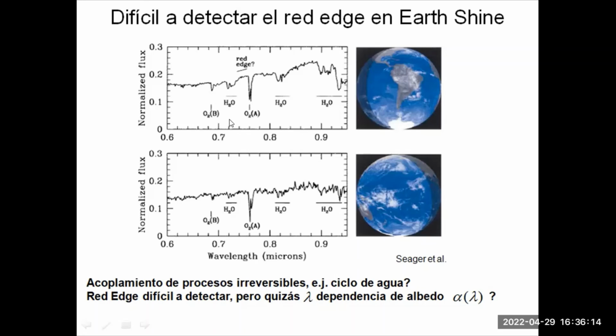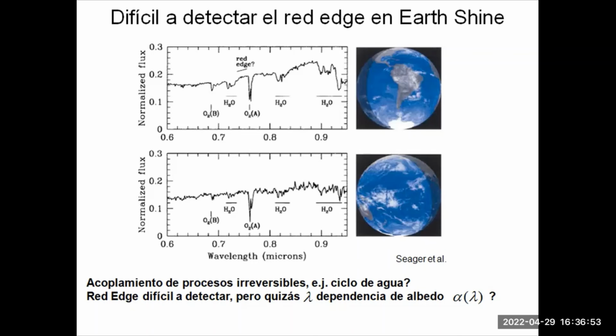But it can be barely detected, and only perhaps over land areas and not over ocean areas. So it's going to be difficult to detect anyway. And the further problem is that, as we have mentioned, the position of the red edge, whether it's at 700 nanometers, 600 nanometers, or 800 nanometers, would depend on the intensity of the light arriving at the surface of the planet. So we cannot expect to find it at 700 nanometers.